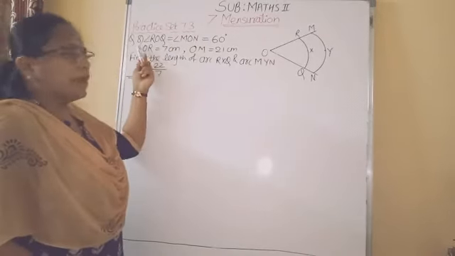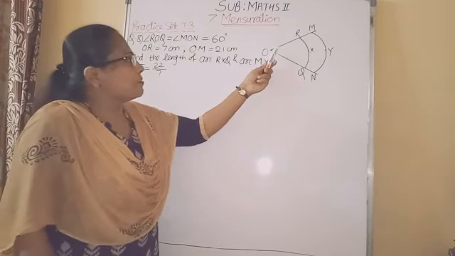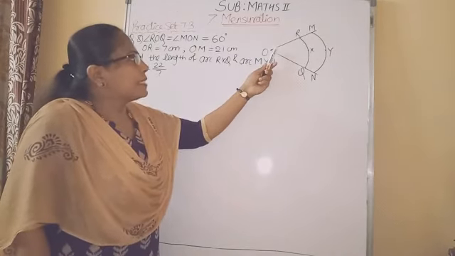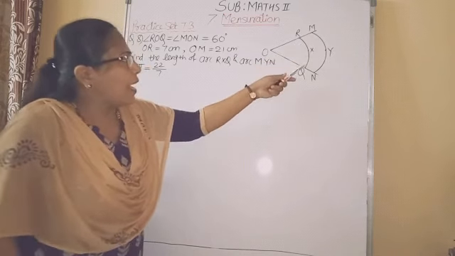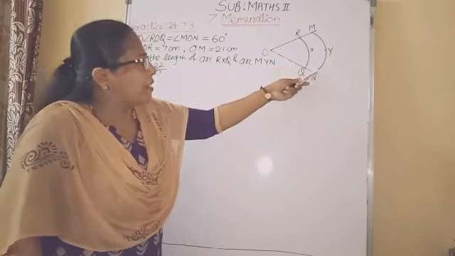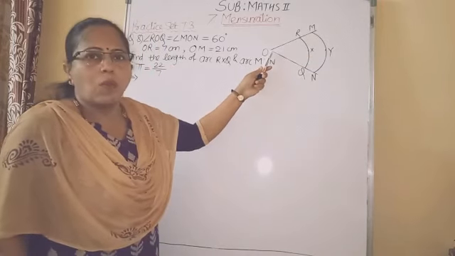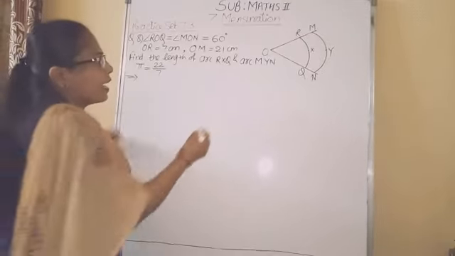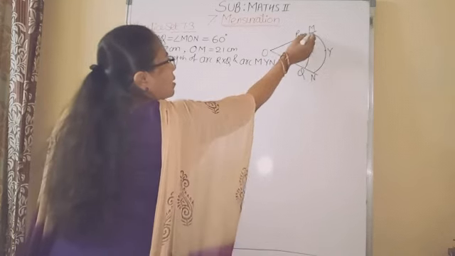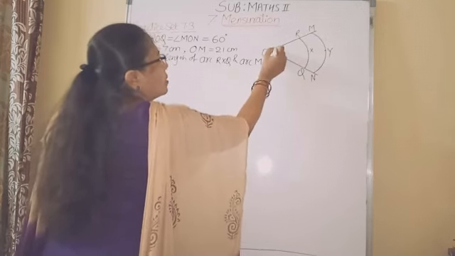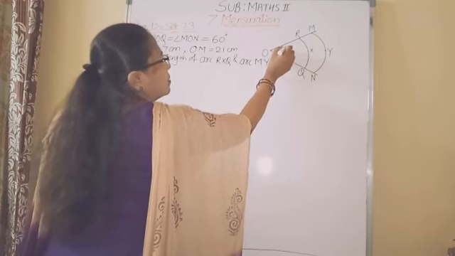Question number 8. Here in this figure, you can see there are two arcs, arc RXQ and arc MYN, having the common center O. Here angle ROQ equal to angle MON is given, 60 degree. Angle ROQ equal to angle MON, this angle is given 60 degree.